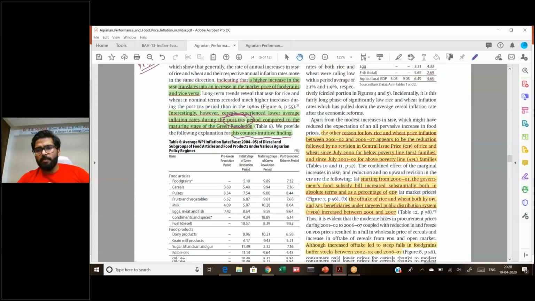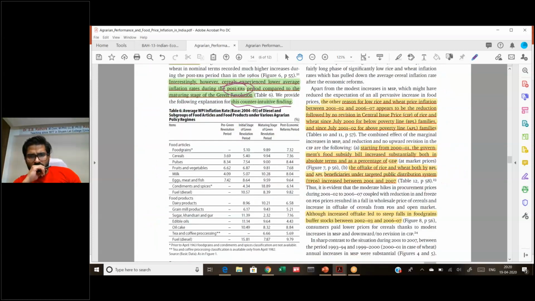And the other reason why there was a modest increase in MSP and why the food prices were actually low in this period is that the reason for low rice and low wheat inflation between this period appears to be because of the fact that the central issue price was actually free. Now let us understand what is this central issue price.